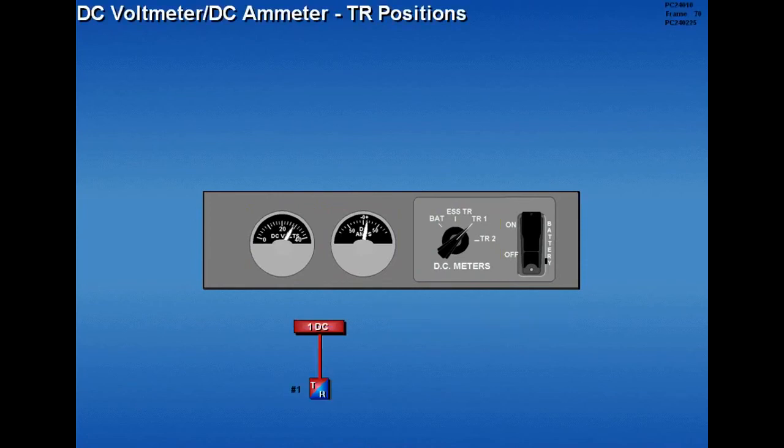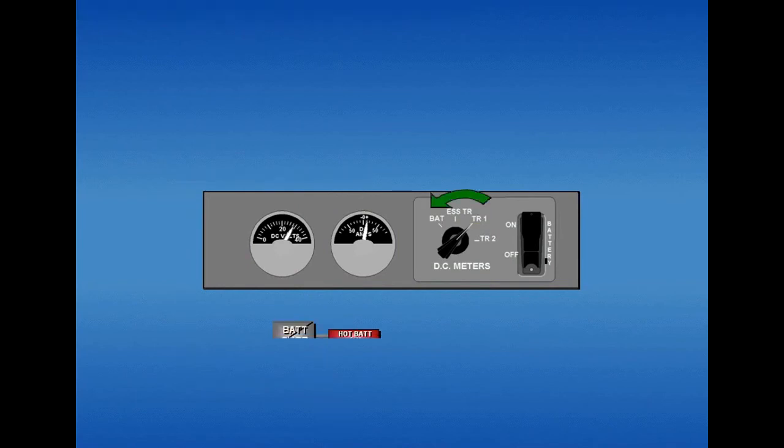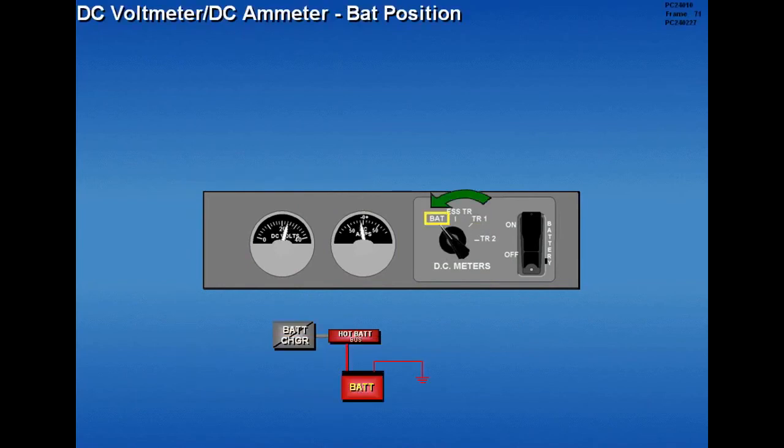The DC voltmeter displays the DC bus voltage, and the DC ammeter displays the DC load of the selected TR. When the battery position is selected, battery voltage is displayed on the DC voltmeter when the battery is powering the hot battery bus, and a negative reading on the DC ammeter indicates battery discharge.